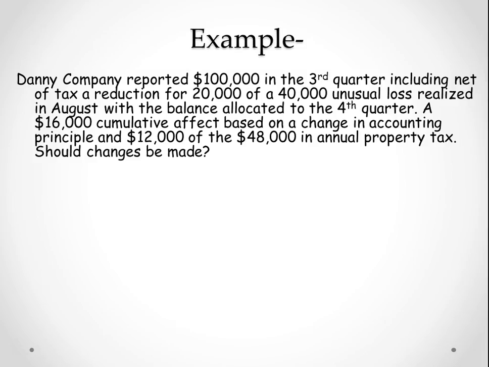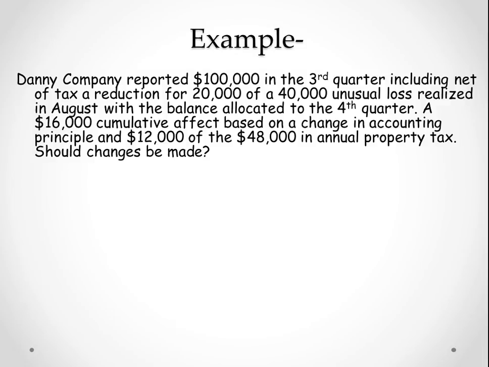We had reported 100,000 in the third quarter, and this included reductions of 20,000 of a $40,000 unusual item, and a 16,000 cumulative effect based on a change in accounting principle, and also a $12,000 reduction for annual property taxes, and that's a quarter of what is due of a total of 48,000.